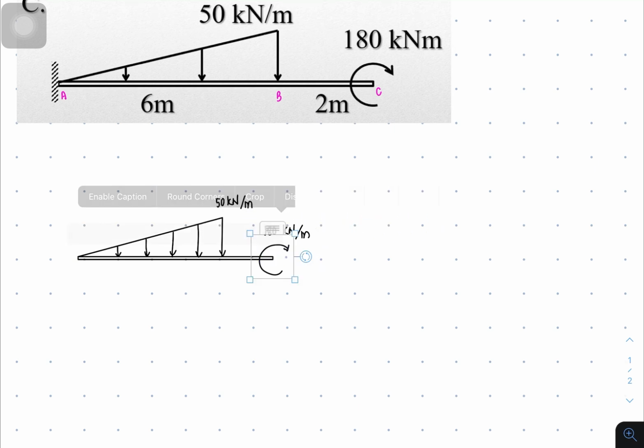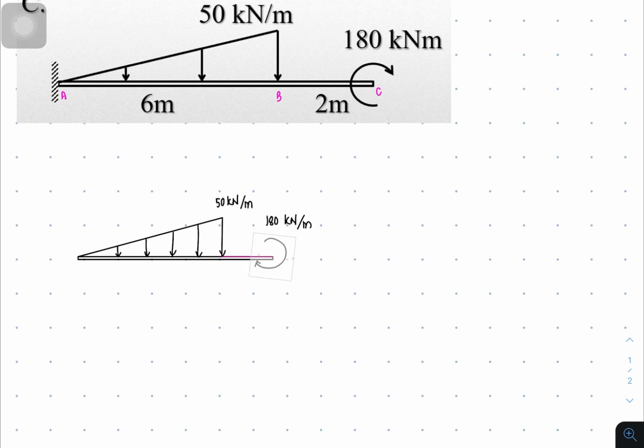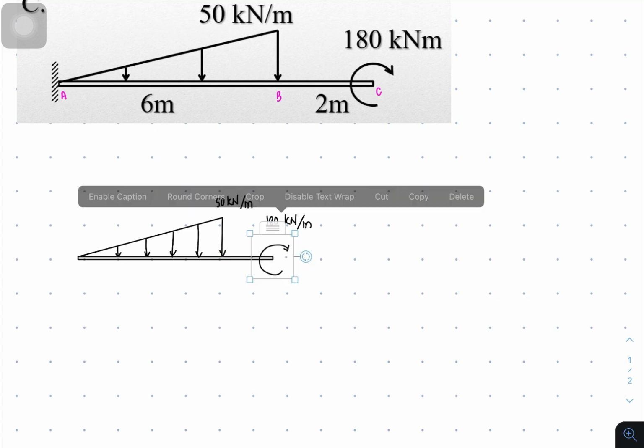So this picture here will rotate the 100 kilonewtons, so something like that. So this one, it's going to rotate like that. So it's clockwise rotation anywhere, whatever the point of rotation. So it's still going to be clockwise.